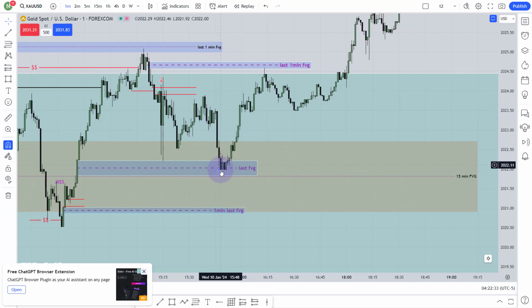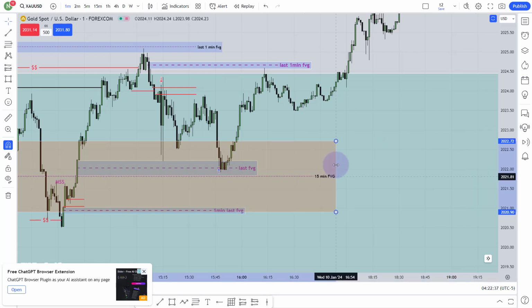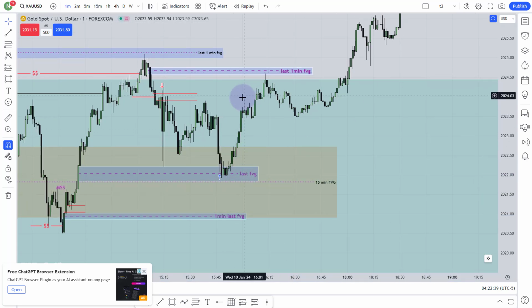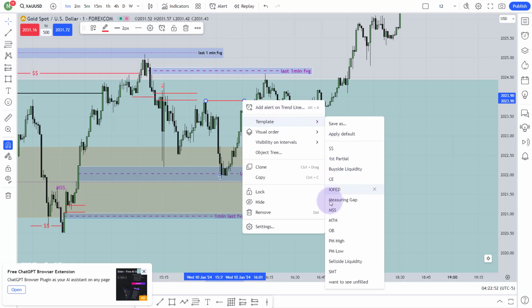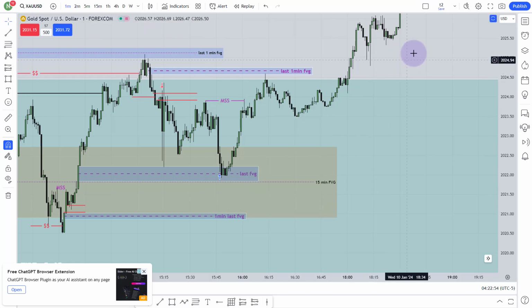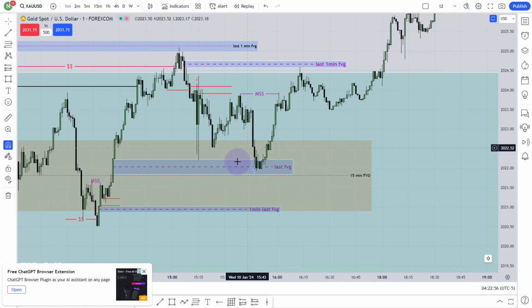Now, price came to the last fair value gap, also the 15-minute last fair value gap. It went above one more time. Did it give me any kind of market structure shift over here? Yeah, I got my market structure shift over here. So you can actually mark this one as your market structure shift. I'm just showing you how you can read the price using just the last 15-minute fair value gap or last one minute fair value gap.